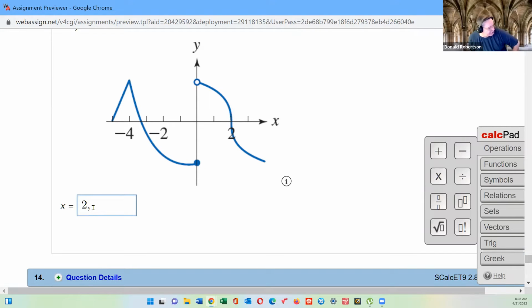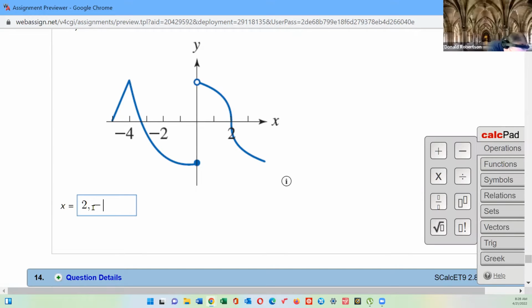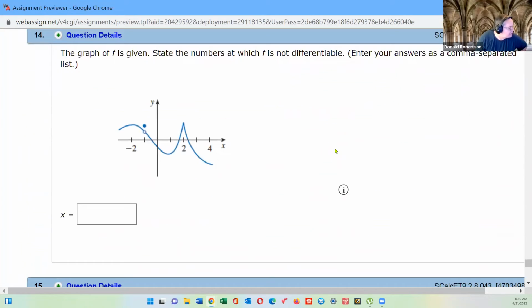Another value of x. Oh, obviously -4. Right, that's a cusp. And one more. 0. And isn't that a jump discontinuity, right? All jump discontinuities are not differentiable, right? All removable discontinuities are not differentiable. All vertical asymptotes are not differentiable, right?